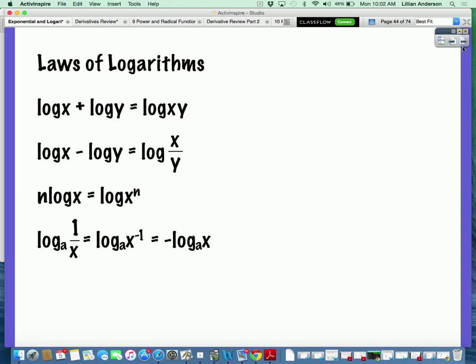A few laws of logarithms. Okay, let's make sure we get these down. Here are your laws of logarithms. This is going to be helpful when it comes to solving logarithmic equations. It's also going to be helpful when they ask you to either condense or expand a logarithm.